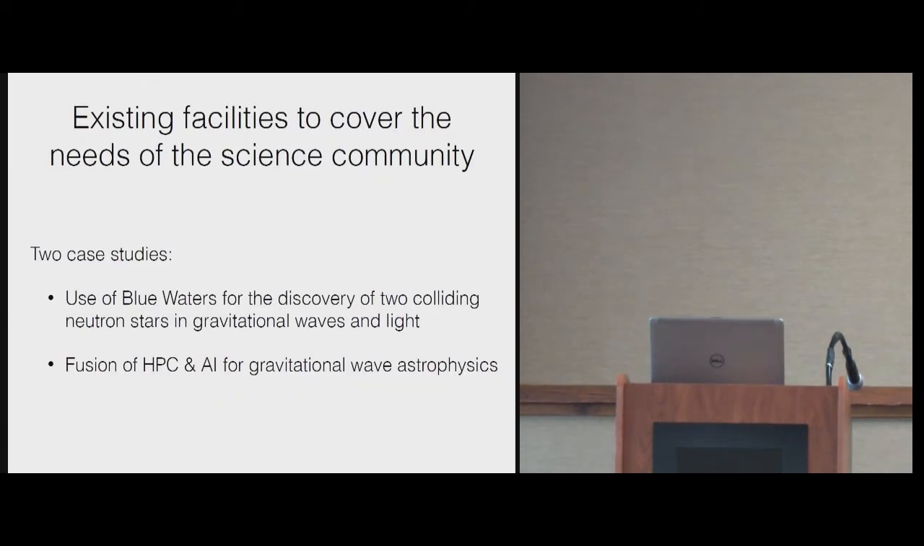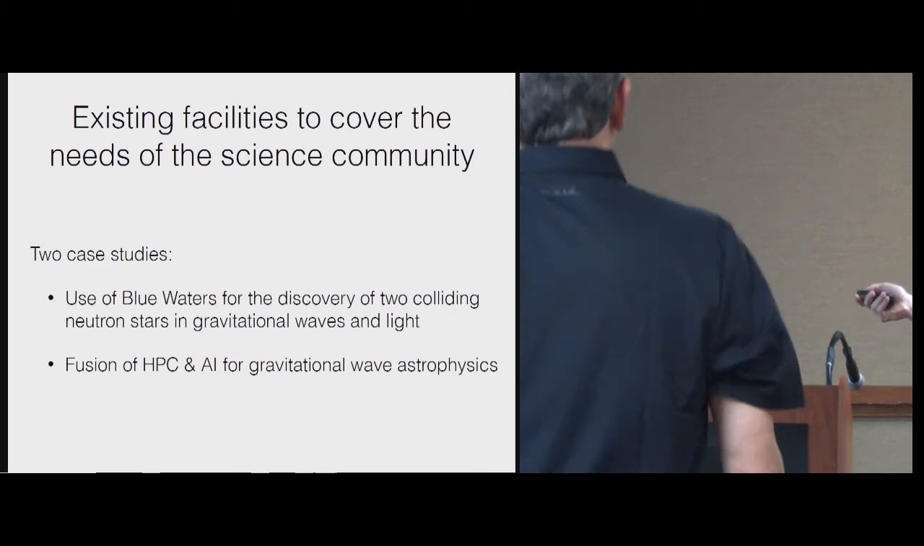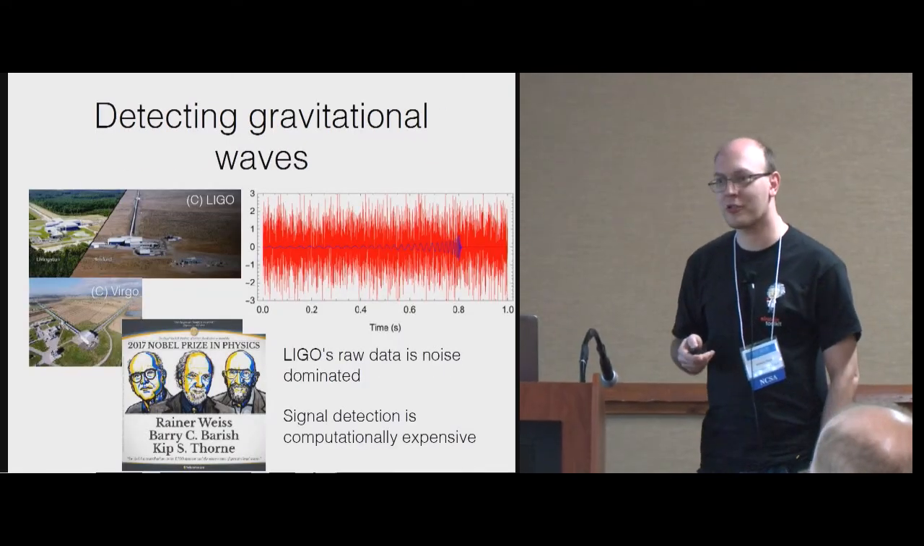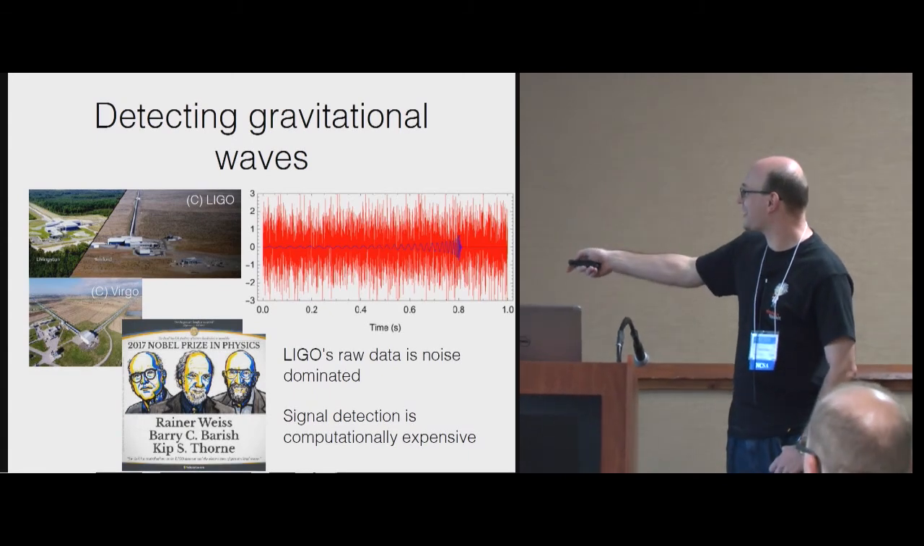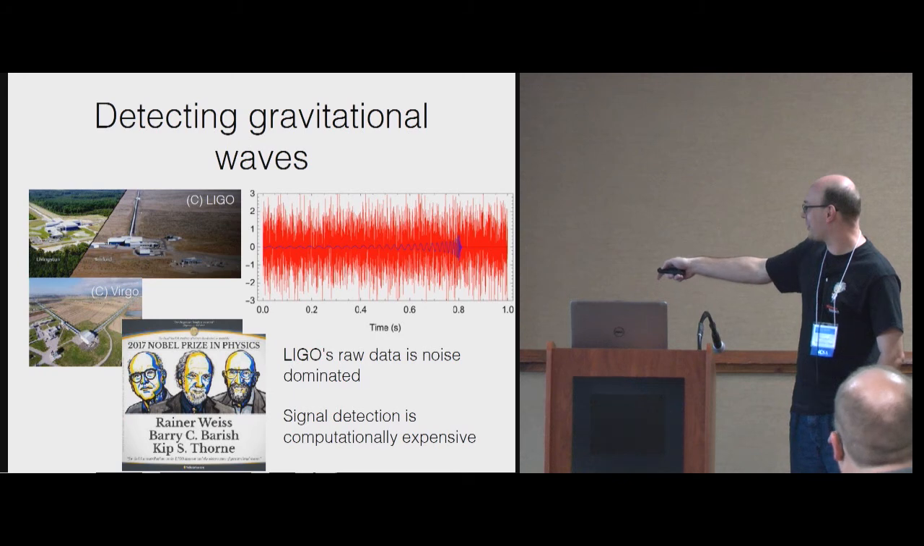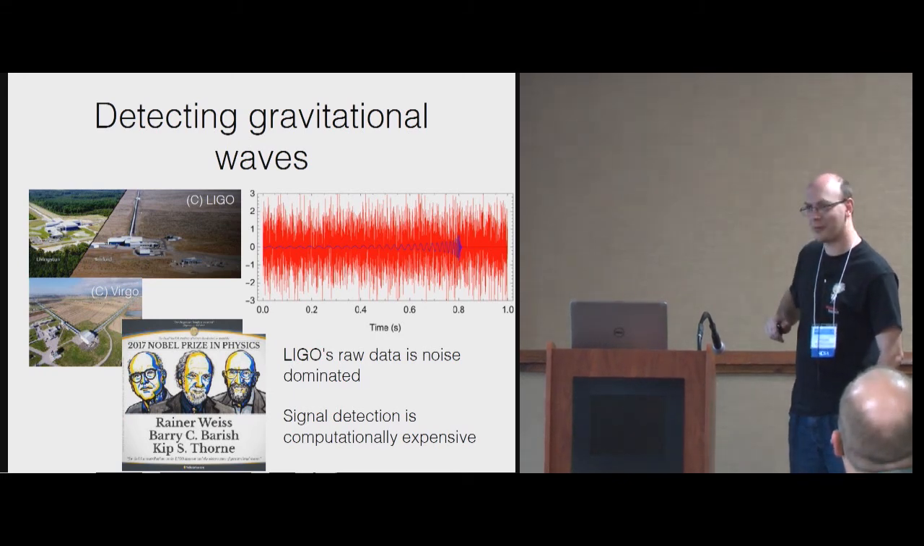Right, so there's two case studies that I'm going to present. One is how to use Blue Waters for the discovery of neutron stars by LIGO. Unless you have been living under a rock or something similar, this is LIGO, this is Virgo. These guys have detected gravitational waves, and those three persons have won the Nobel Prize for it.